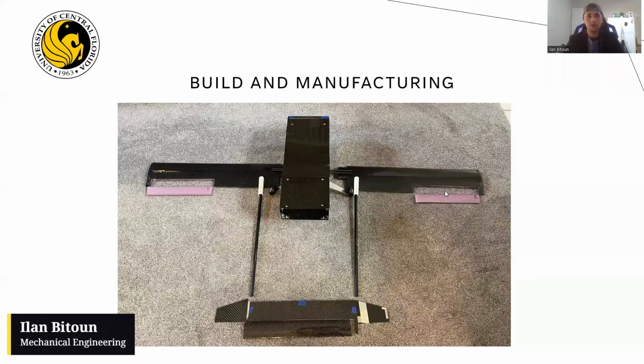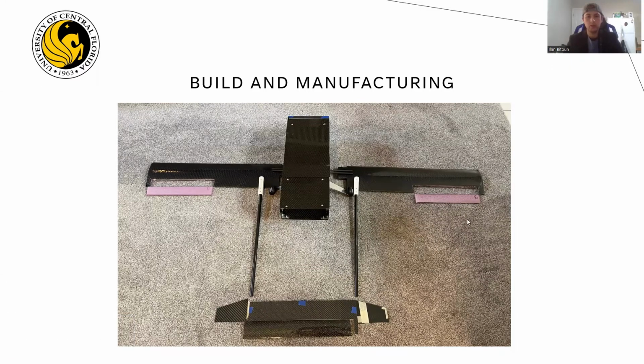Hello, I'm going to talk about the build and manufacturing of this UAV. As you can see in this picture, most of the UAV is carbon fiber. We decided to go with carbon fiber for many reasons. The first one is that it's light and strong, and also because we had the opportunity to make the carbon fiber ourselves, since I was able to provide some carbon fiber from my work.